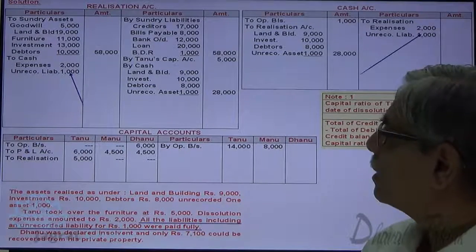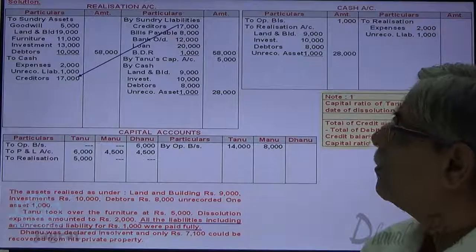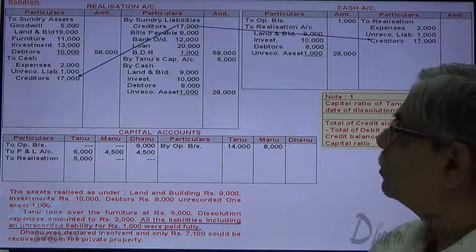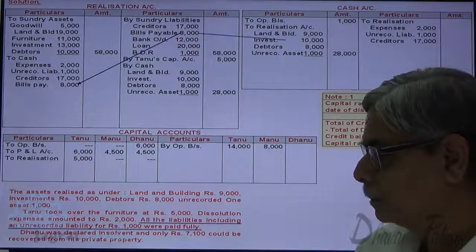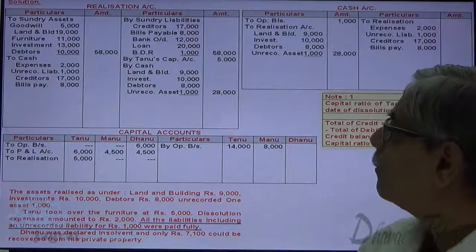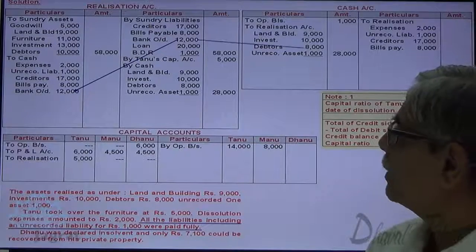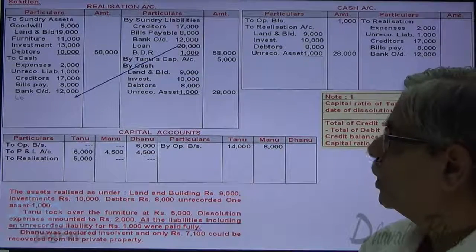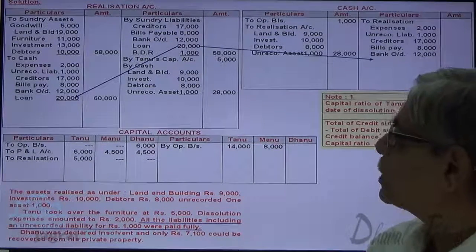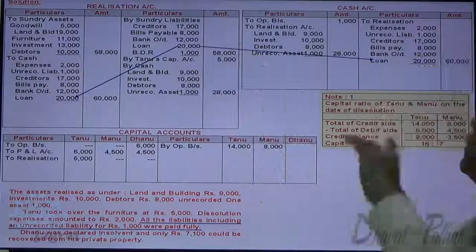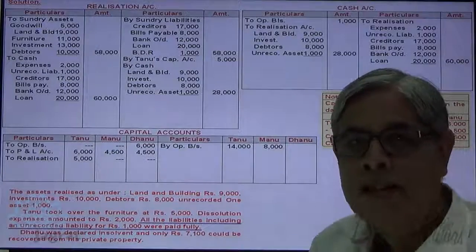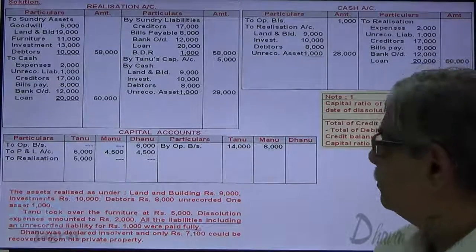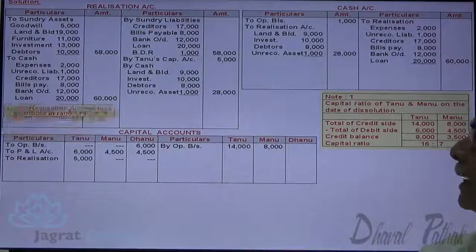Now what are the other liabilities? Creditors. Realization account debit to cash account. Bills payable 8,000. Realization account debit to cash account. Bank overdraft 12,000. Realization account debit to cash account. Loan 20,000. Realization account debit to cash account. This is how all liabilities are paid. Now assets are realized, liabilities are paid. What is the next step?